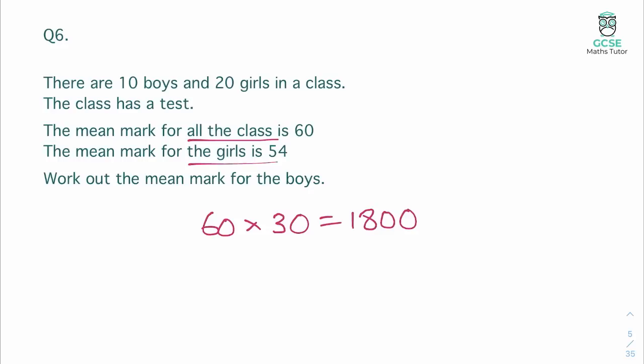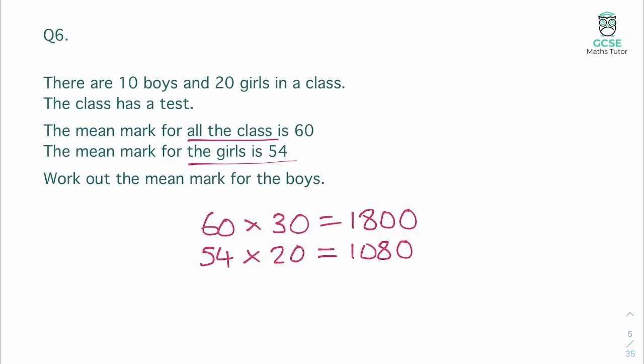For the next one, the mean for the girls is 54. So 54 is the mean. There are 20 girls, so 54 times 20. And 54 times 10 would be 540, or you could double it, which is 108, and add a 0. You could do that as well. So 108 plus a 0, 1080.